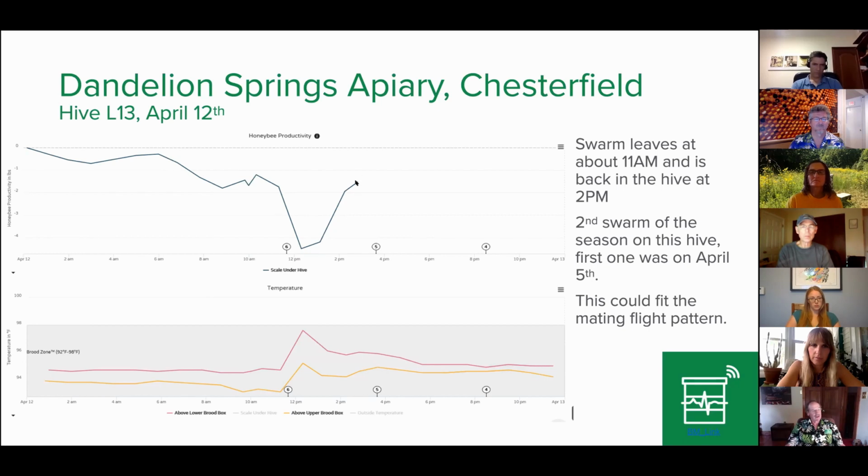The reason why I don't have the weight continuing is because I had to strap the hive down right here where the node 5 is, because a storm was coming in and I didn't want the hive to fall over. But again, we think that was a mating flight. This was the second swarm of the season, so it could have been exactly that.